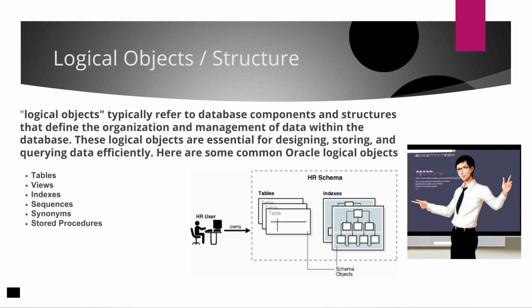A synonym is a database object that serves as an alias for another database object, such as a table, view, sequence, procedure, or function. Instead of referencing the original object by its full name, users and applications can use the synonym as a shorter and more user-friendly reference. Users can query, insert, update, or delete data from database objects through their associated synonyms. For example, instead of using select asterisk from our employees, you can use select asterisk from employees underscore synonym if employees underscore synonym is a synonym for the our employees table.